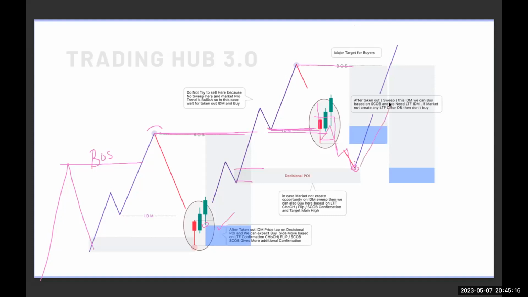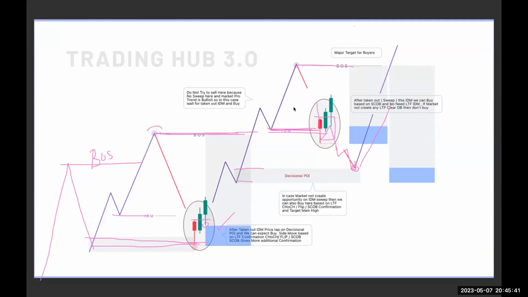So that's it in this diagram. In this diagram, you have to understand only two things. First one, if the inducement is taken out and price taps on your order block, then you can buy or sell based on CHoCH and flip. But if you want additional confirmation, then you can also take it based on a single candle order block, but price must tap on an order block.